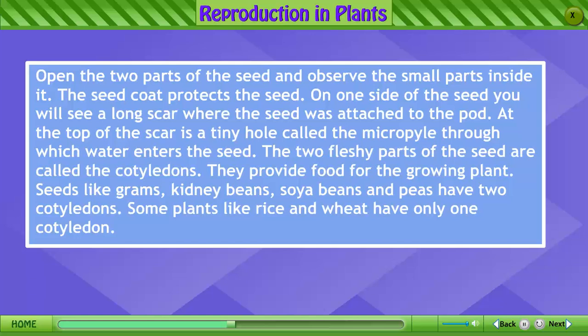On one side of the seed you will see a long scar where the seed was attached to the pod. At the top of the scar is a tiny hole called the micropyle through which water enters the seed. The two fleshy parts of the seed are called the cotyledons. They provide food for the growing plant. Seeds like grams, kidney beans, soya beans and peas have two cotyledons. Some plants like rice and wheat have only one cotyledon.